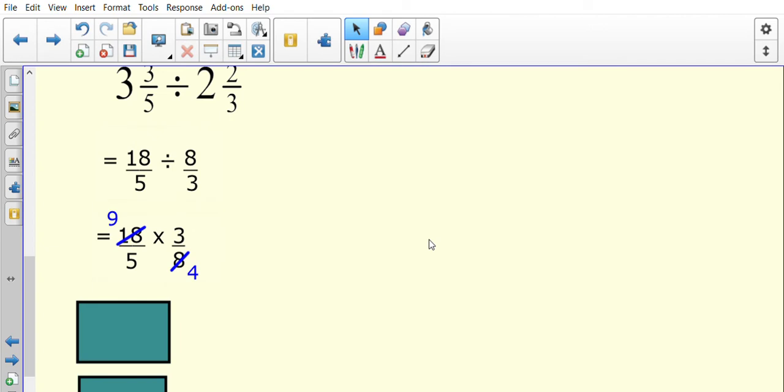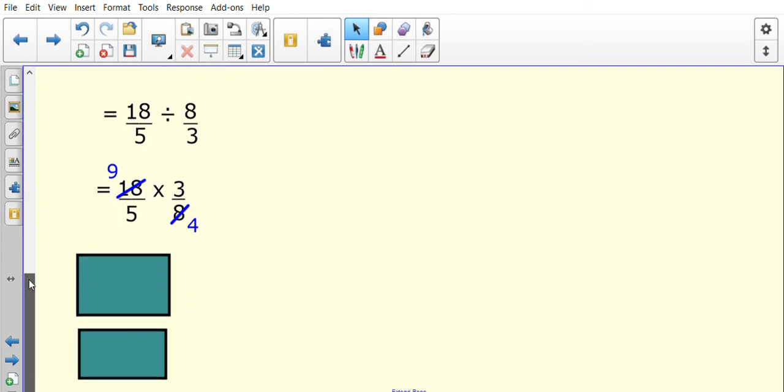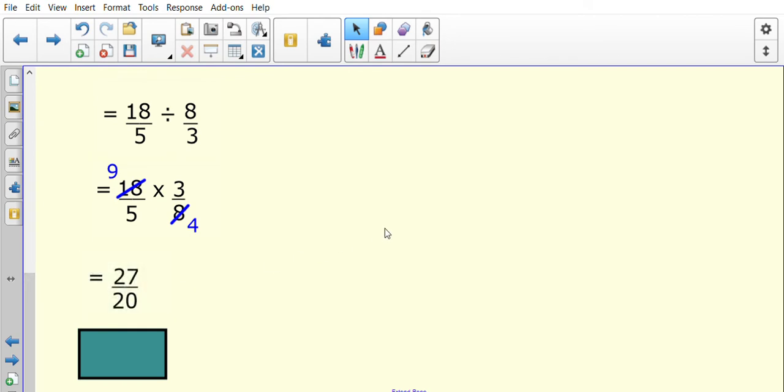And then check your diagonals to see if you can simplify. So in this case you can. The 18 and the 8 can both be divided by 2. Then multiply your numerators together and multiply your denominators together to give you 27 over 20.